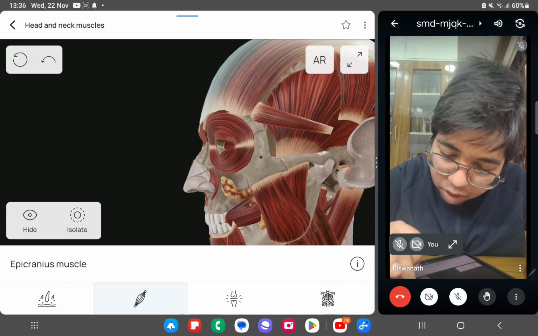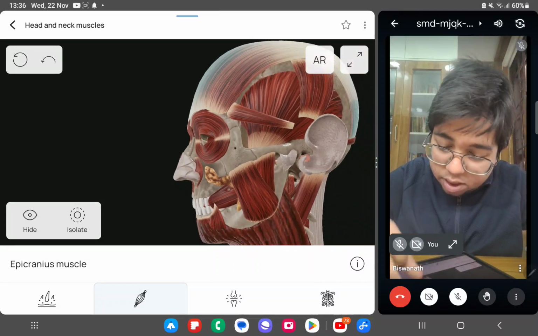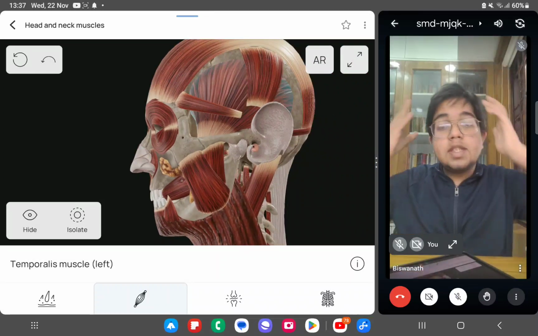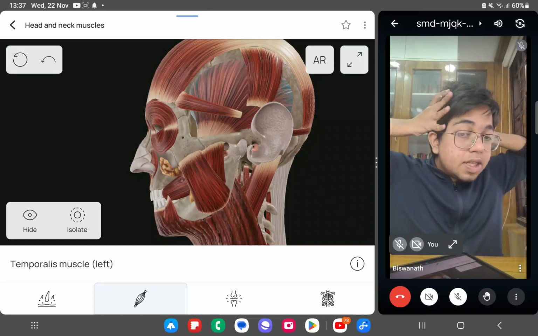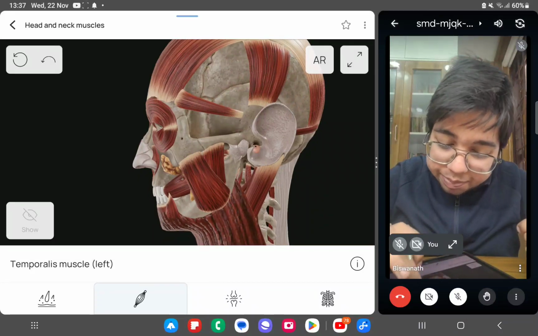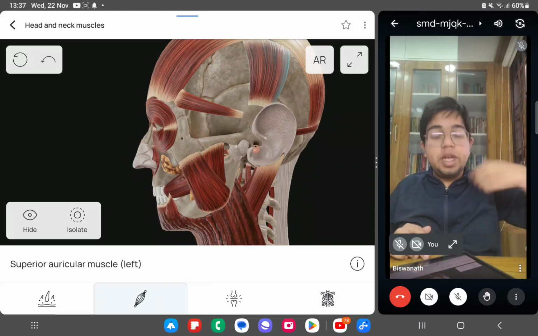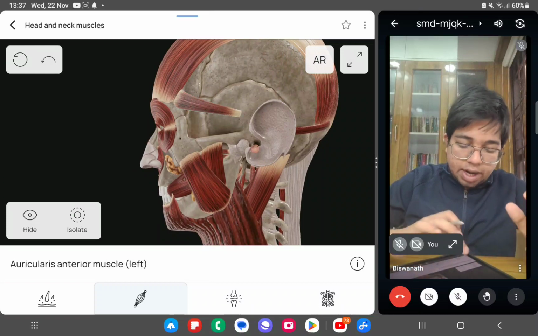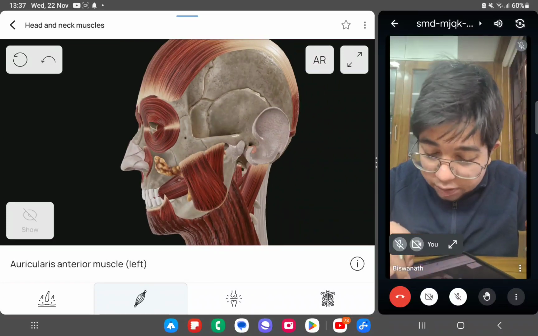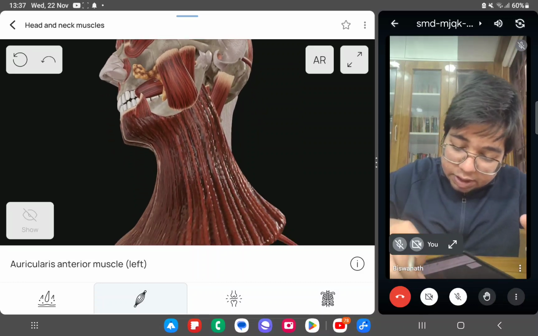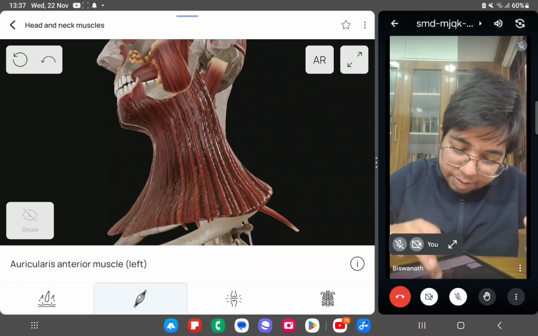Actually, I'm not able to point things here. The app is not working well. This is the temporalis muscle present on this side. We are hiding this also. This is the superior auricular muscle. We are hiding this, we don't need this. This is auricularis anterior. We are hiding this also. And the muscles of the neck. This big muscle, you can see this big muscle. This one.